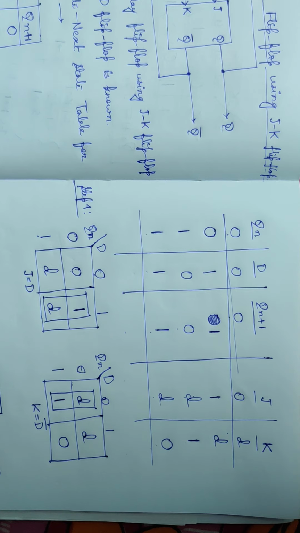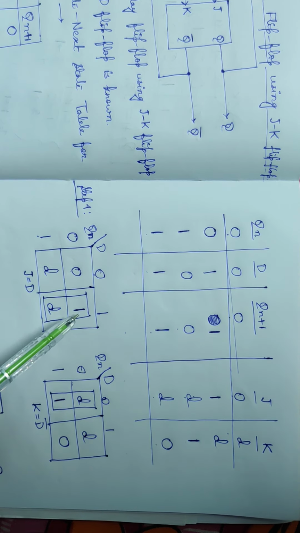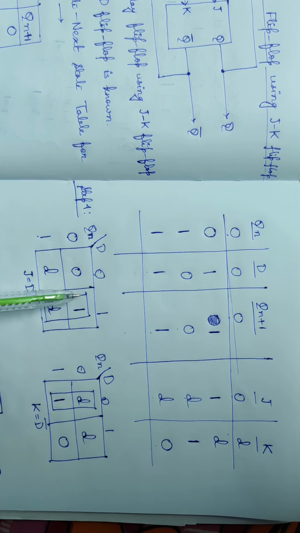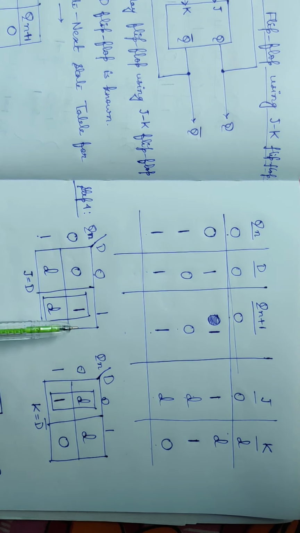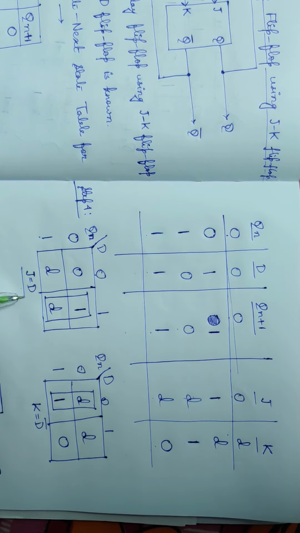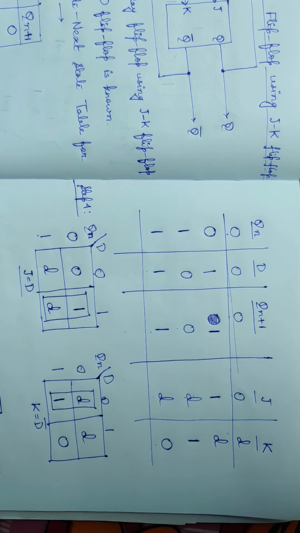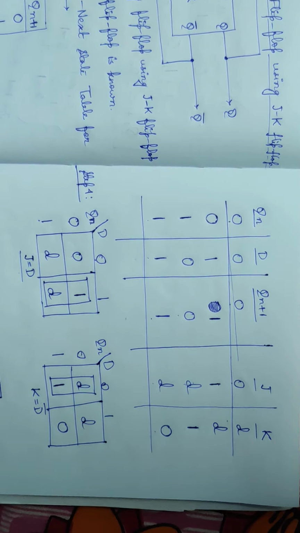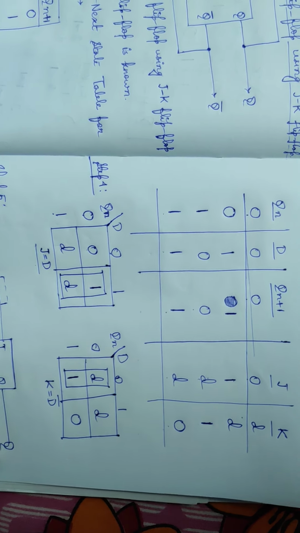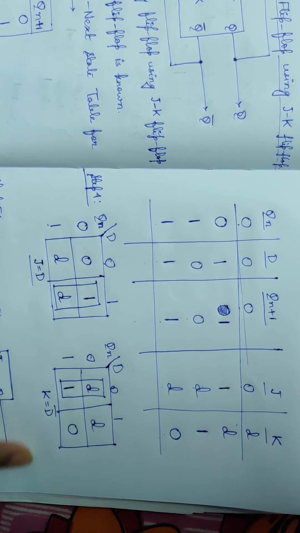Now we can form a group including this 1 and this D. Like this we can form a group. So what will be the value of J? The value of J will be D because the value of D is 1 here. So J equal to D. This is the simplified expression of J. Now coming to the second K-map. It is to find out the expression of K.